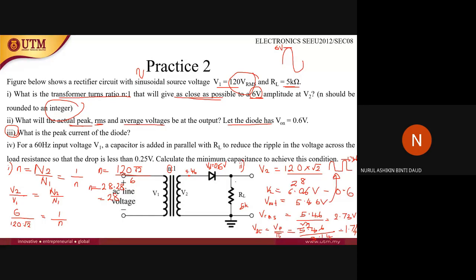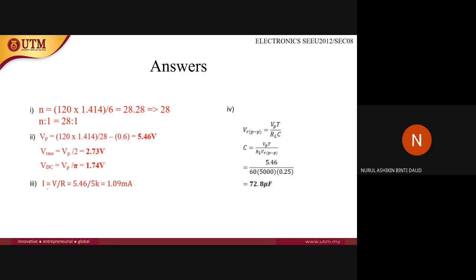And the value of the resistor here is 5 kilo ohm. Okay, so you are using Ohm's law. So you will get the answer 1.09 milliampere. Right? So yeah, this is very easy, I think. You have to memorize Ohm's law. Yeah, V equals IR.